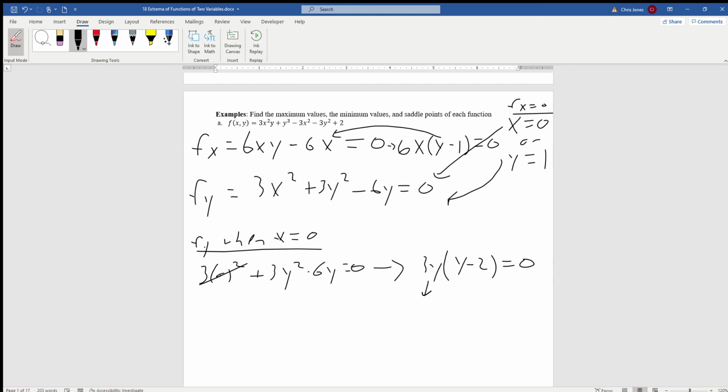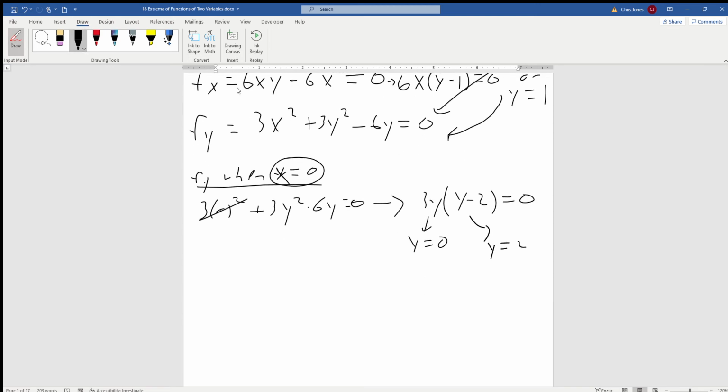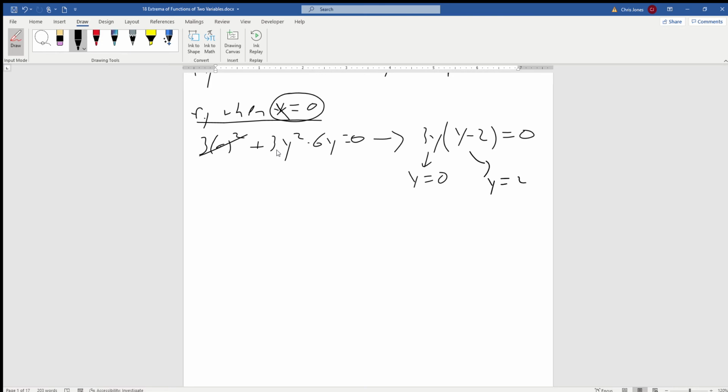And notice that the two solutions are y equals 0 and y equals 2. And so thus, we have two critical points: x is 0, y is 0. So I'm going to make a little chart down here and just keep a list of our critical values. So we have the point (0, 0), and then we also have the point (0, 2). Those are for when x is 0.